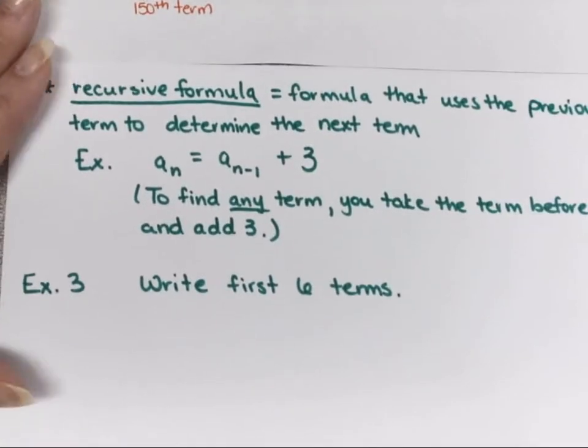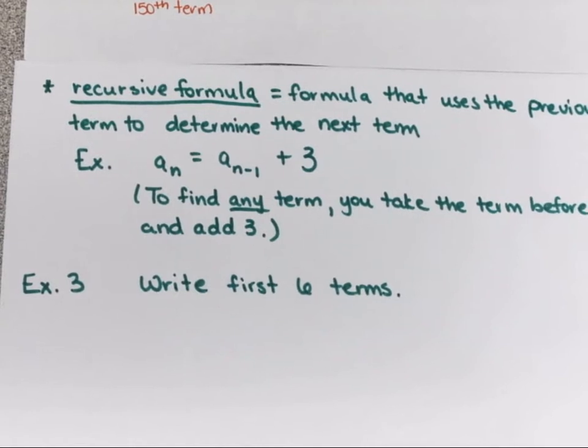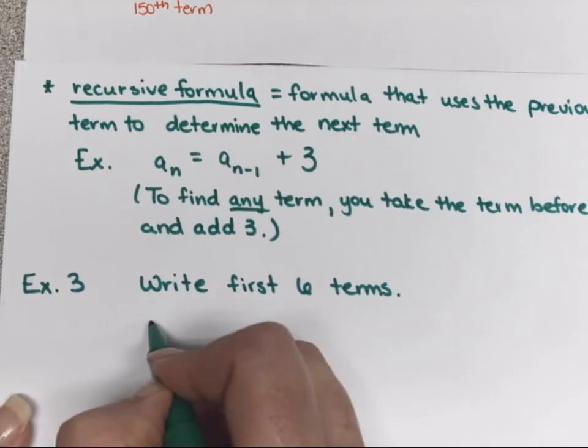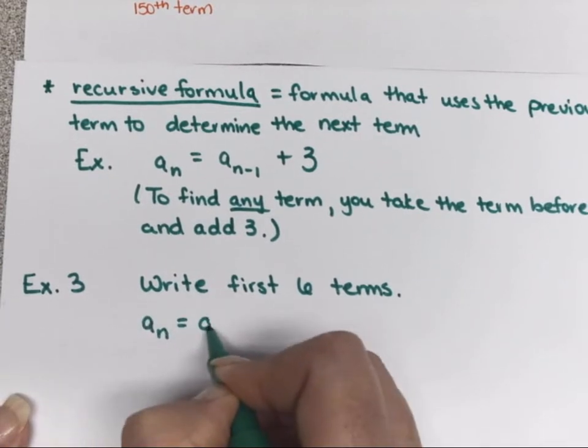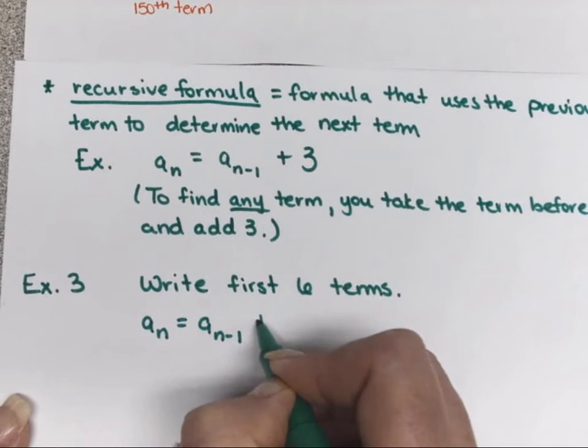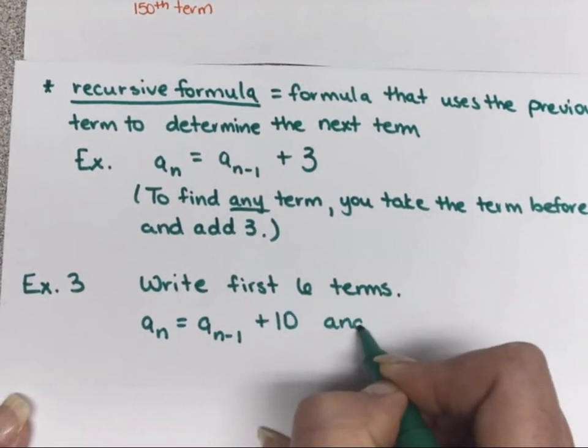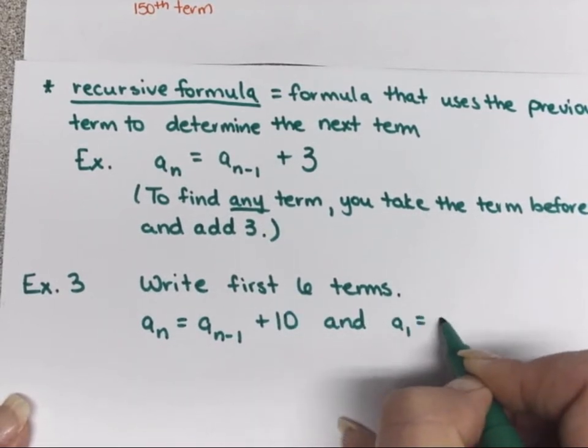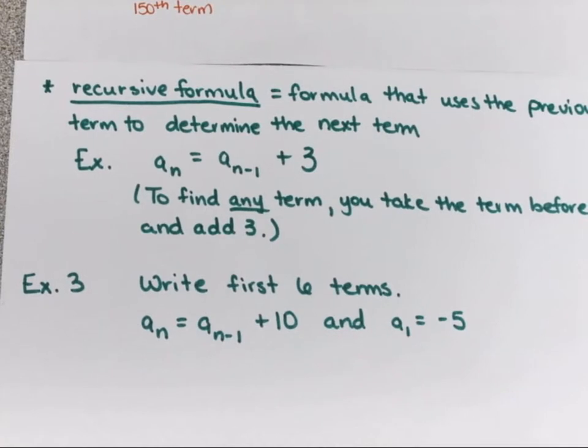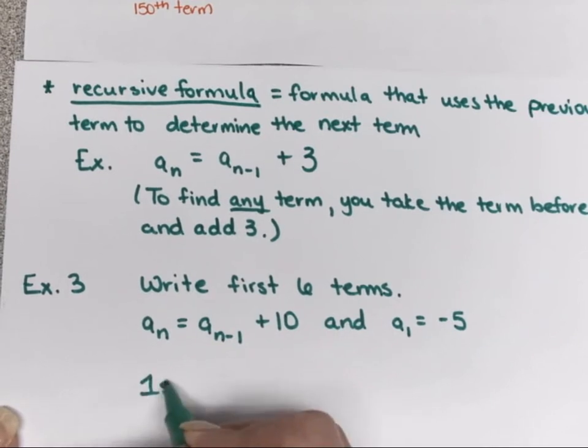Okay, so try not to make the recursive formulas harder than they are. Just think of it like if I want any term, I'm taking the one previous to it and doing something to it. So if you see this formula, and then I tell you that I want you to start with -5, what am I basically telling you then? I want you to start with -5, so that's the easy one, right?